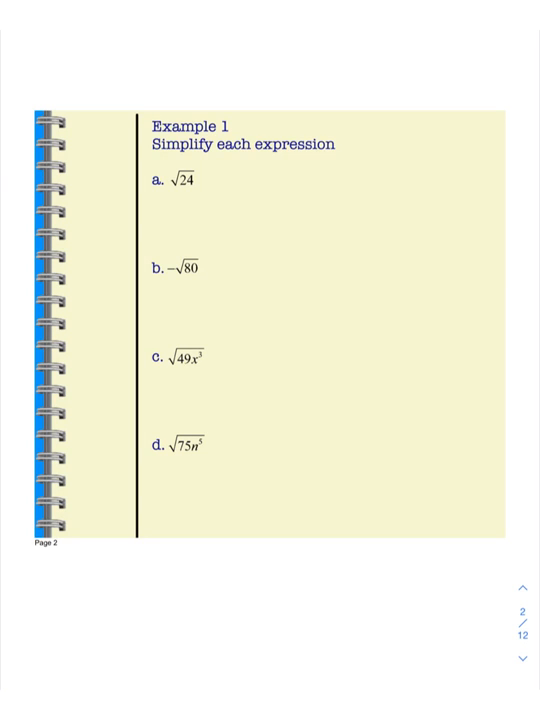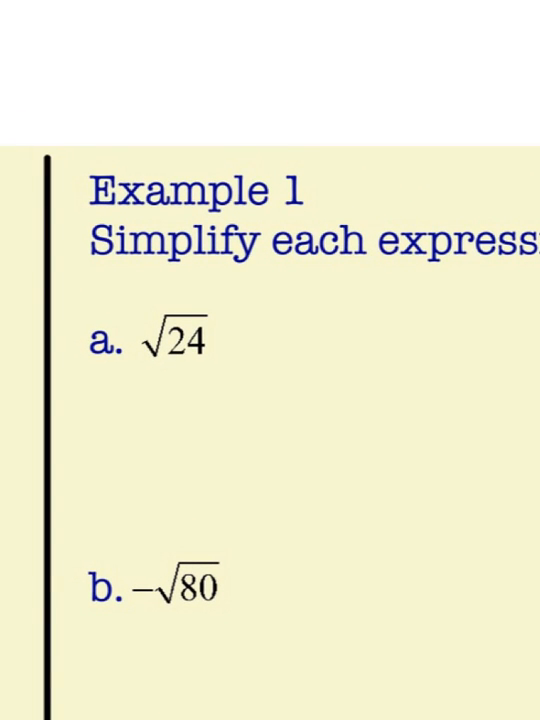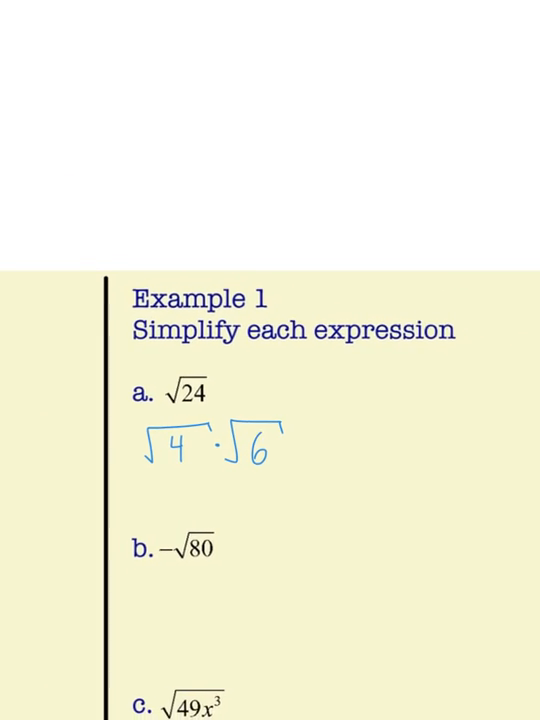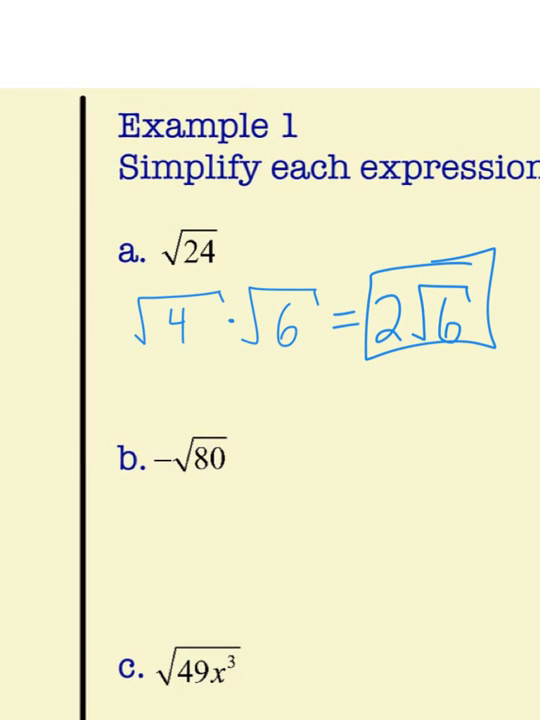All right, so using that core concept on the first page of our notes, we're going to simplify each of these expressions. So the square root of 24, we're going to break down into the square root of 4 times the square root of 6, because 4 times 6 equals 24, and I know that 4 is a perfect square. So the square root of 4 is 2. So the square root of 24 is equal to 2 times the square root of 6. All right, and 6 does not have factors that are perfect squares, so that's as simplified as it can go.